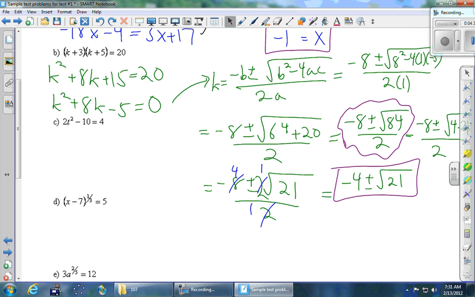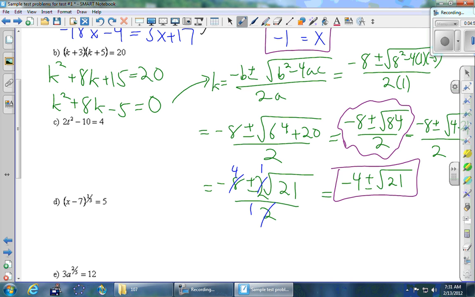Part C, 2t squared minus 10 equals 4. Again, it's a quadratic, but the technique is a little bit different. The quadratic we had to deal with up here was like a full quadratic. It had all the terms, including the k term in the middle. But you can see there's no t term in the middle, which means that what you can do is isolate the t squared.